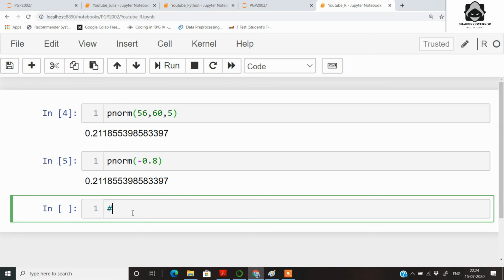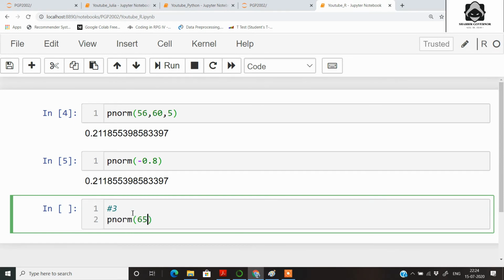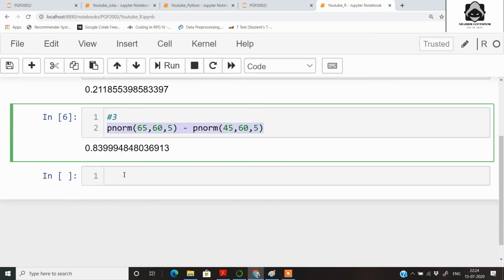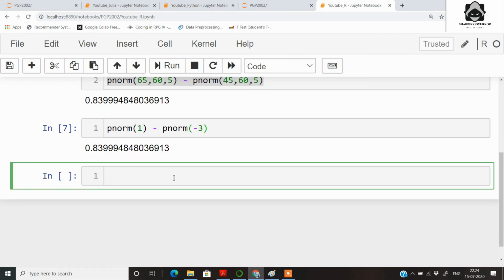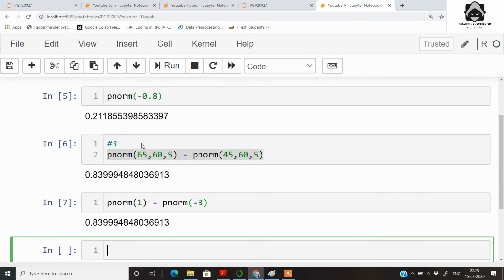And for the third question, pnorm of 65, 60, 5 minus pnorm of 45, 60, 5. That was the standard deviation. For the standard normal distribution, we can go for this as 1, the CDF up till 1, and this as minus 3. So we get the same results. This was how you can solve the same problem in R programming.